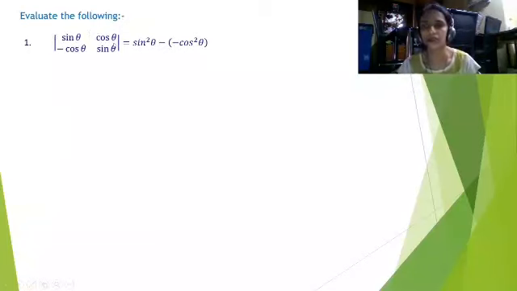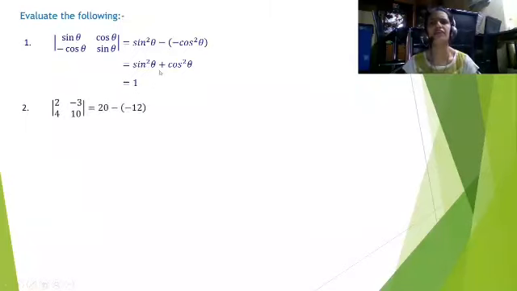Evaluate the following. This is a trigonometric example of a determinant: sine theta, cos theta, minus cos theta, sine theta. Again, what is the definition? AD minus BC. So what is AD? Sine theta into sine theta, that is sine square theta, minus cos theta into minus cos theta, that is minus minus cos square theta. So it will become sine square theta plus cos square theta equal to 1. This is the fundamental trigonometric identity. So using that we get the result 1.